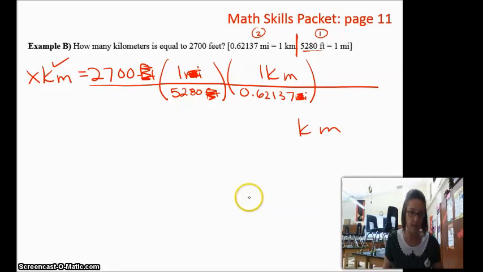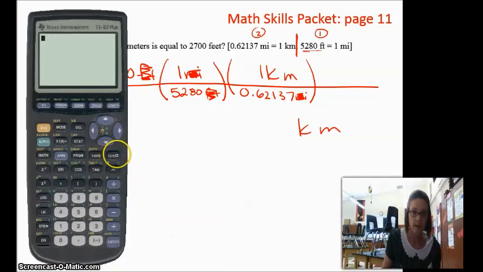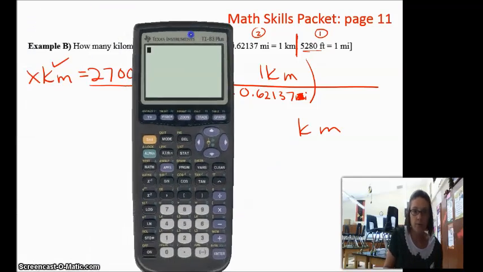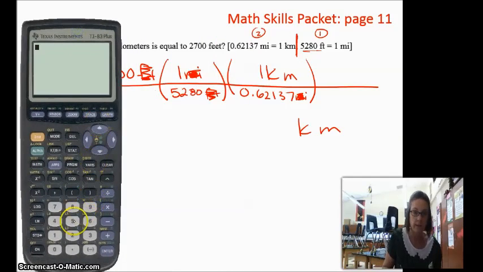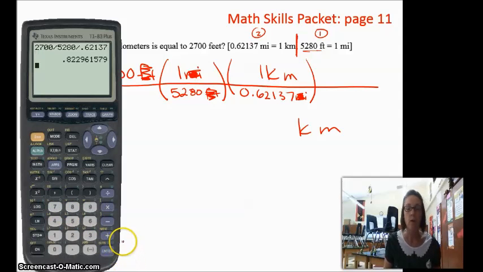Now let's pull up the calculator and let's hit clear so we're not looking at any other numbers. Okay, the first number is 2,700. And then times 1 if you wish. There are 2 numbers in the denominator, so you have 2 options here. You can either do divided by and put these both in parentheses, or you can do what I'm about to do, divide by the first one, 5280, and then divide by the second one, 0.62137. And I get a whole bunch of gibberish.